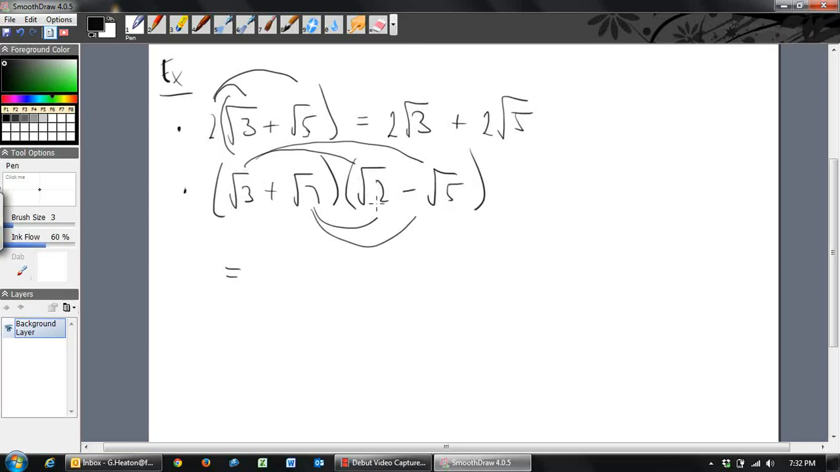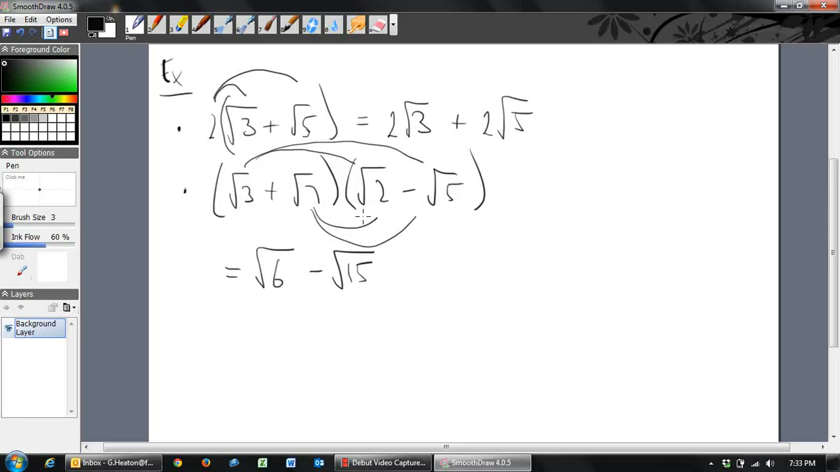What's root 3 times root 2? Well, that's equal to root 6. Root 3 times root 2 is root 6. What's root 3 times negative root 5? Well, that's negative root 15. Root 3 times root 5, 3 times 5 is 15, but we've got a negative there. So that's the second lot.